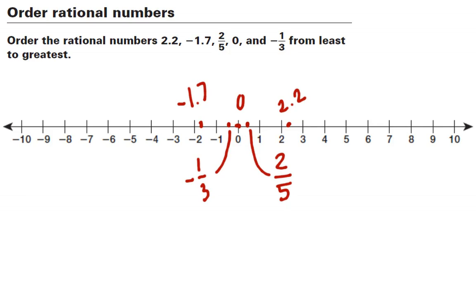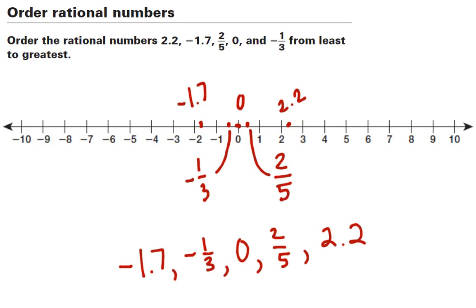And now that I've put them on the number line, I can figure out which order they should go in from least to greatest, by the least being the furthest on the left on the number line, the negative 1.7, all the way to the greatest being the furthest to the right on the number line, the 2.2. Here they are listed in order from least to greatest.